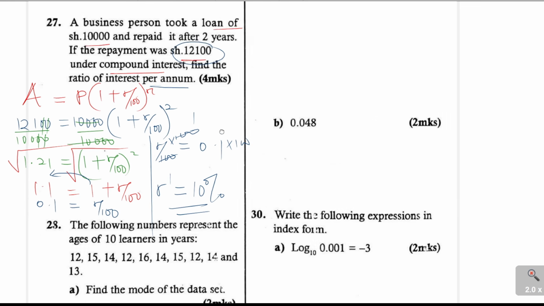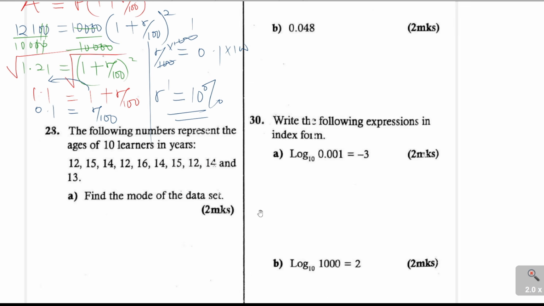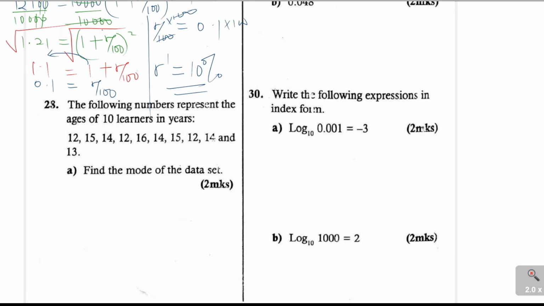Question 28. The following numbers represent the ages of 10 learners in years. So you have the ages there. Find the mode of the data set. So the mode is the most repeated or the most frequent, the number that appears many times.